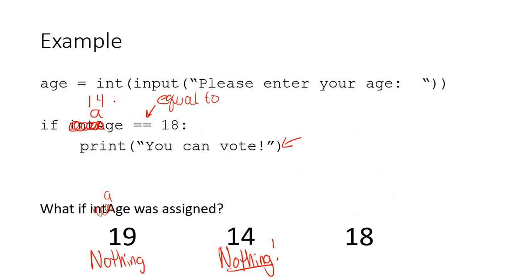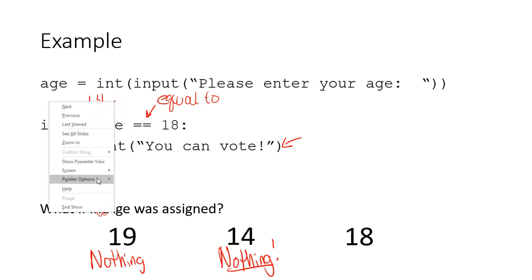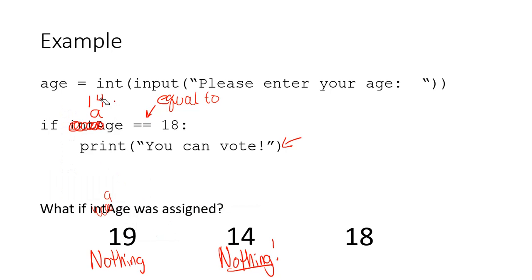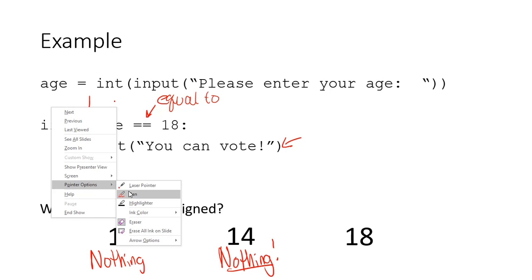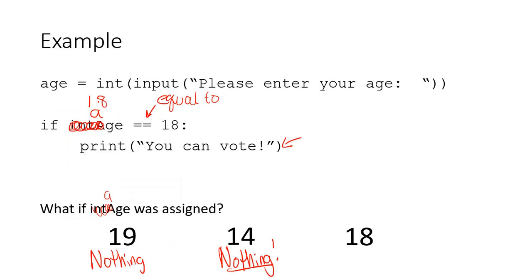Now, let's say the person types in 18. I'm going to erase my 4 here and type in the 8. So is 18 equal to 18? Well, yeah, of course it is. So we would print at this time, you can vote. Keep in mind that these if statements might not necessarily always print something. We've got to be careful when we read through them to see that they will, in fact, print something.